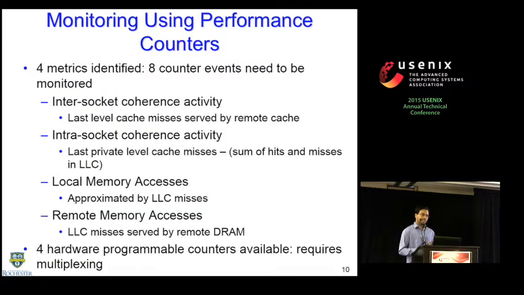We look at 4 important metrics that, according to us, dictate the state of the system and help us derive information on the bottlenecks on the system. The first of which is inter-socket coherence activity. These are the data accesses that go to a remote cache and are served by a remote cache. As we've seen before, these are pretty expensive in terms of latency.